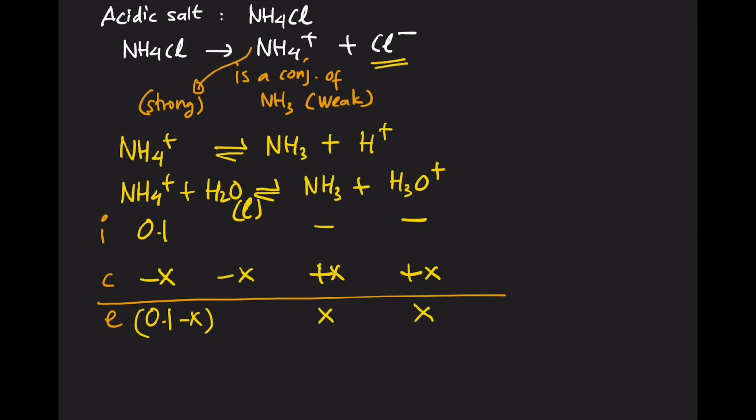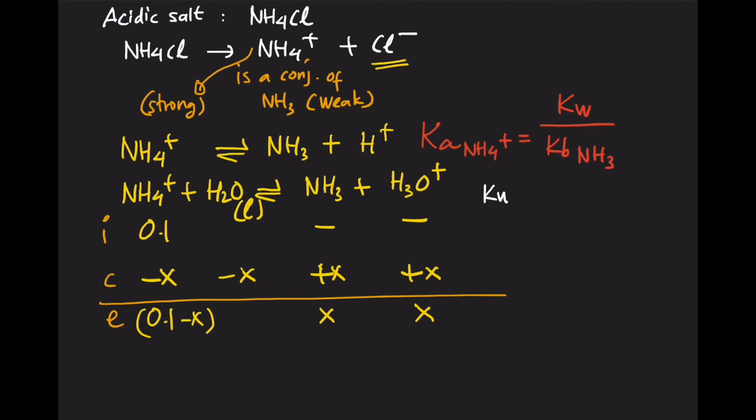Now, let's determine the K. In this case, the K will be a Ka. How do we know it's an acidic reaction? Because it releases H plus. And we can also calculate Ka of NH4 plus by taking the Kw, which is 10 to the power of minus 14, divided by the Kb of its conjugate, so NH3. So now let's build our mathematical expression. Kw over Kb of NH3 will be equal to, again, x squared divided by 0.1 minus x.